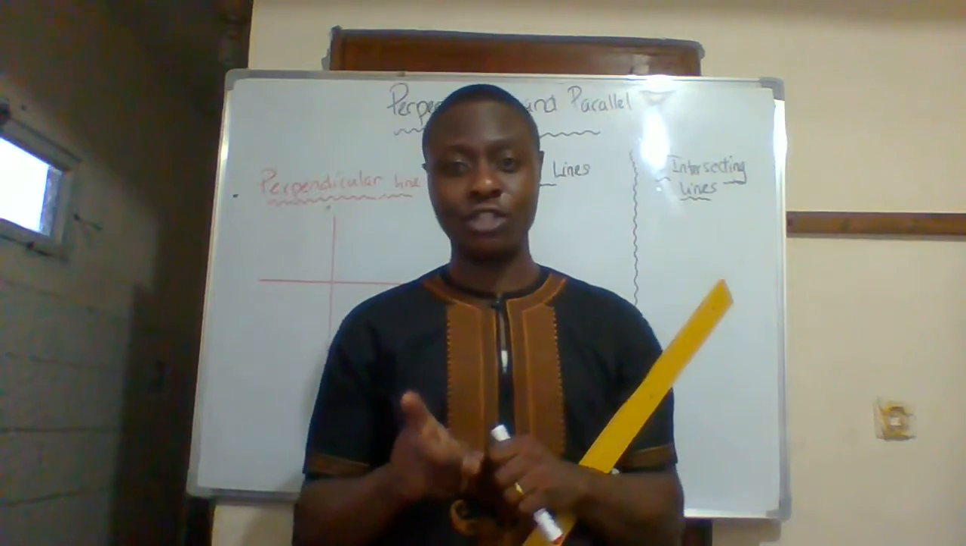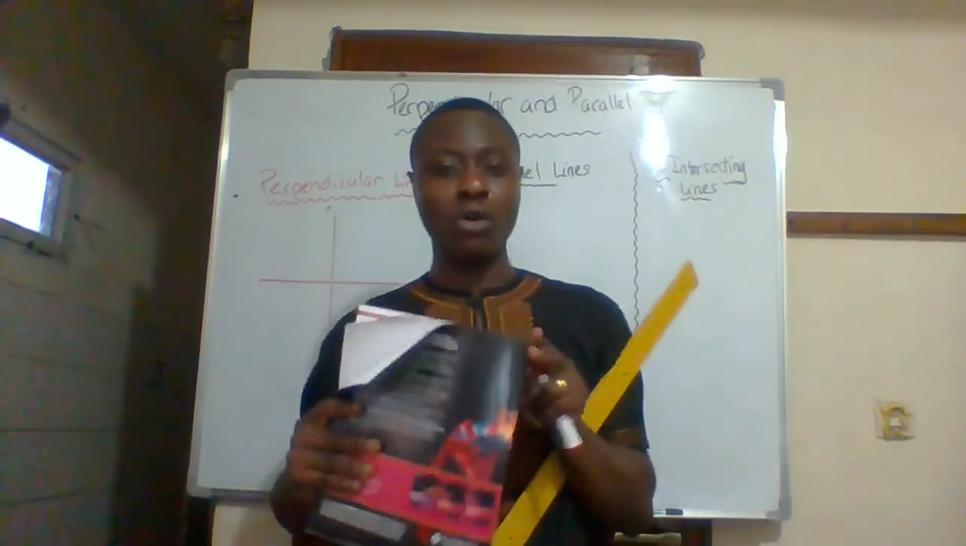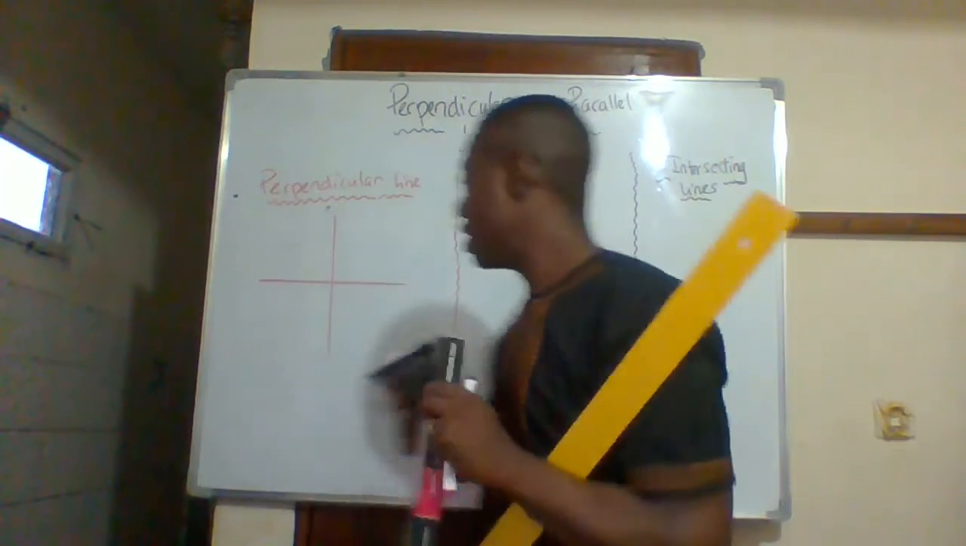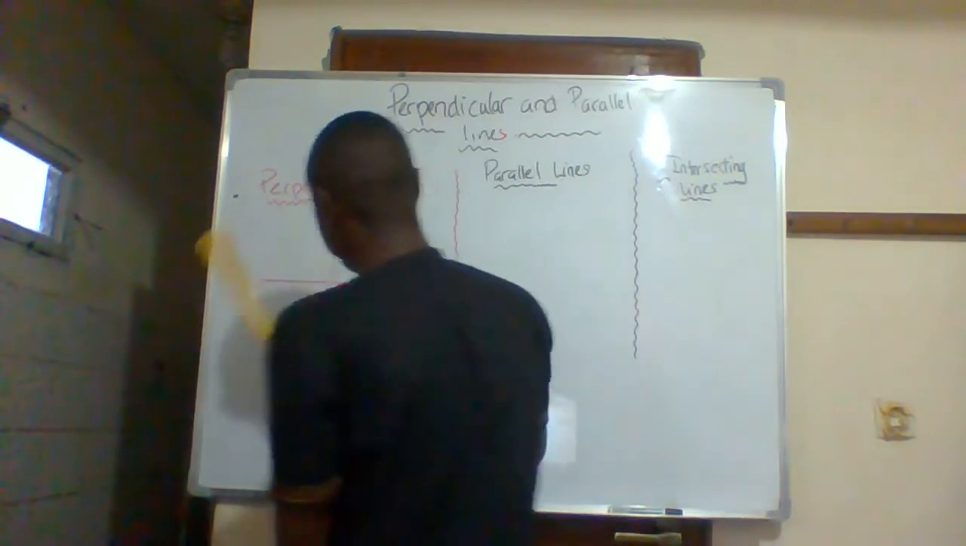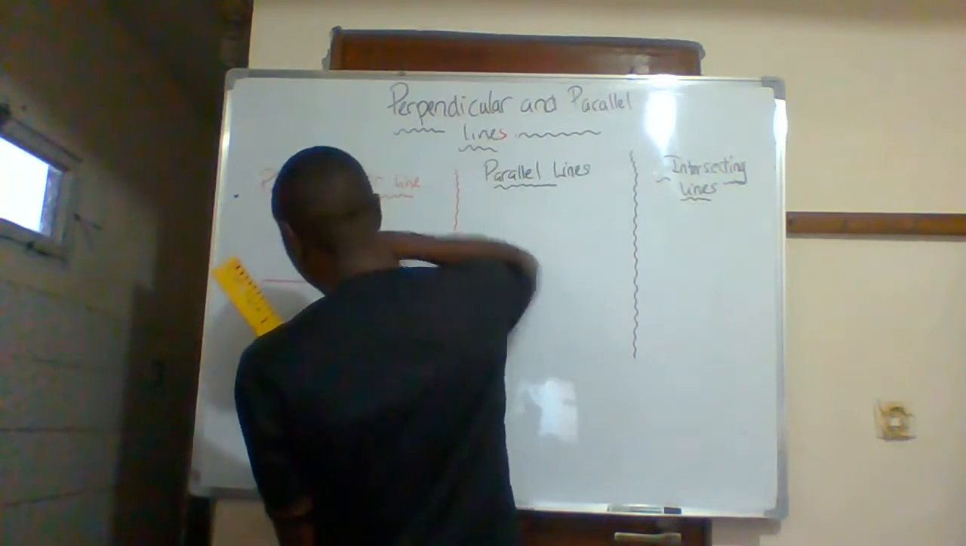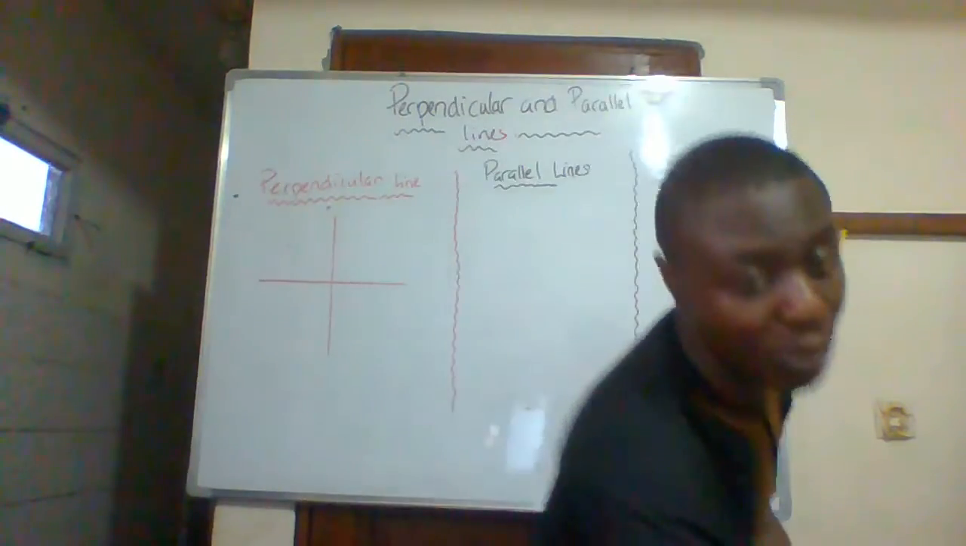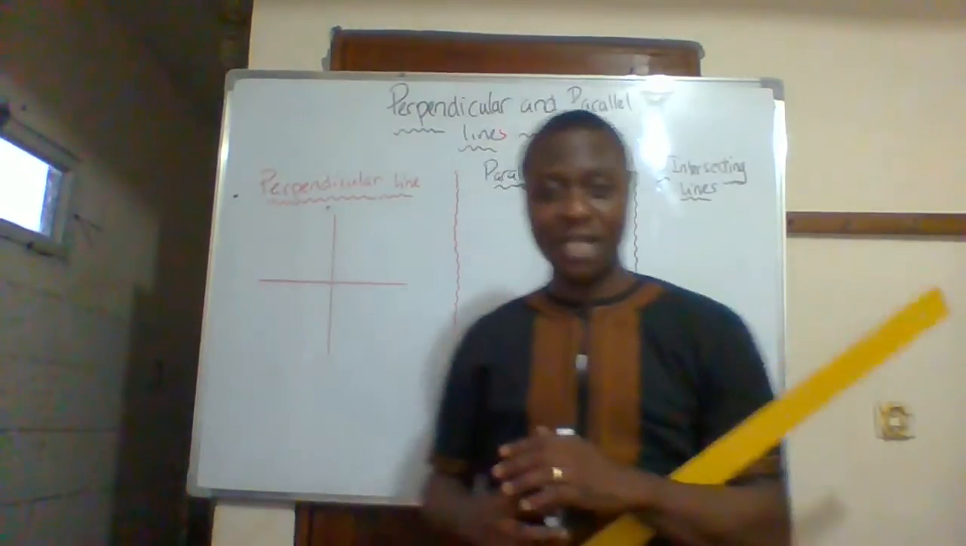Their intersection should make square corners, like the square corner of your book, like this corner of your book. So if you put your book there like this, and you see that the two lines perfectly match this side and that side of the book, then they are perfectly perpendicular. So these are perpendicular lines.